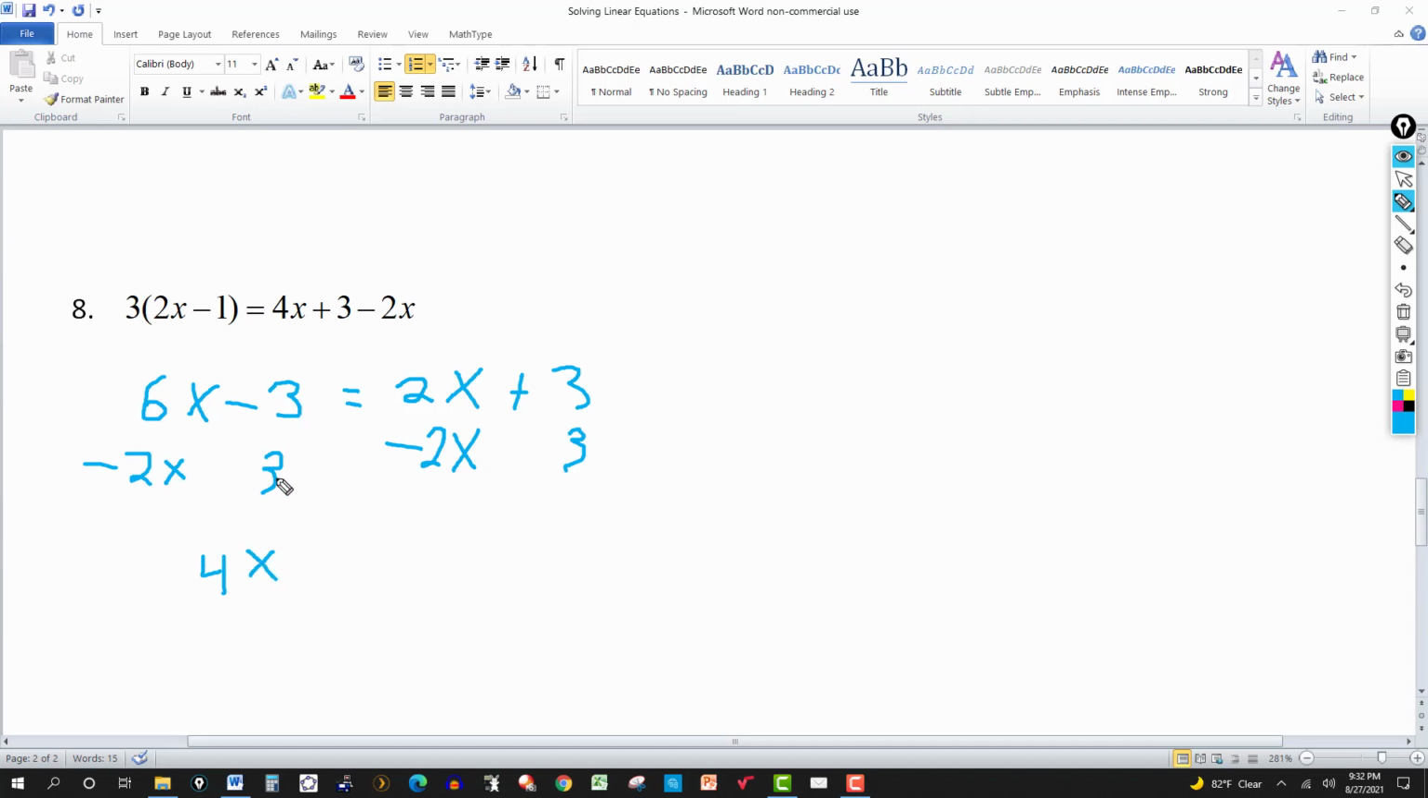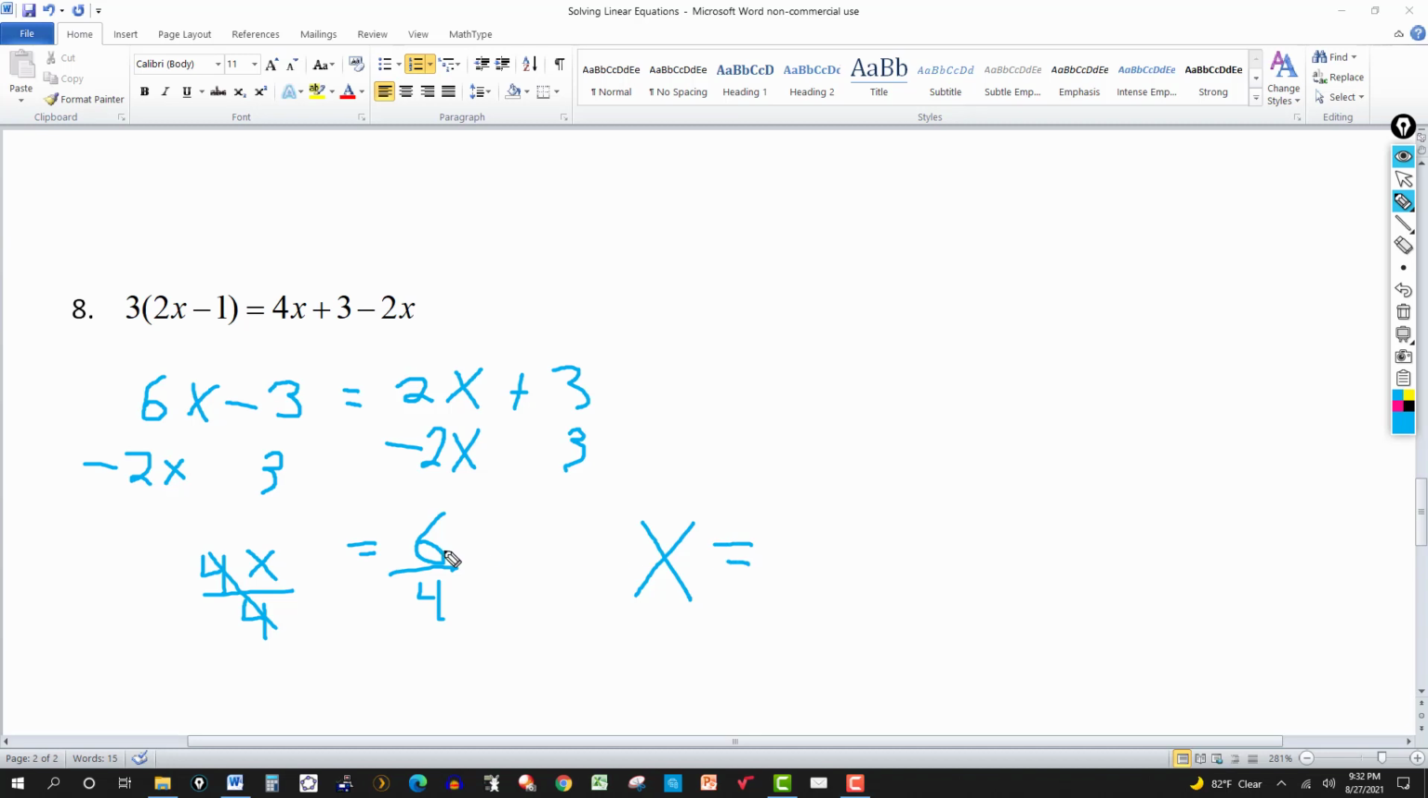-3 and 3 cancel, that goes to 0. 2x minus 2x, that goes to 0. I'm left with 3 and 3 is 6. Okay, now, kind of like the first ones we did, I have 4x is equal to 6. I want 1x, or just x, equal to some number. So let's divide through by the coefficient of the x, which is 4. We're dividing. 4 over 4 is 1, so I get just x, or 1x, equals.